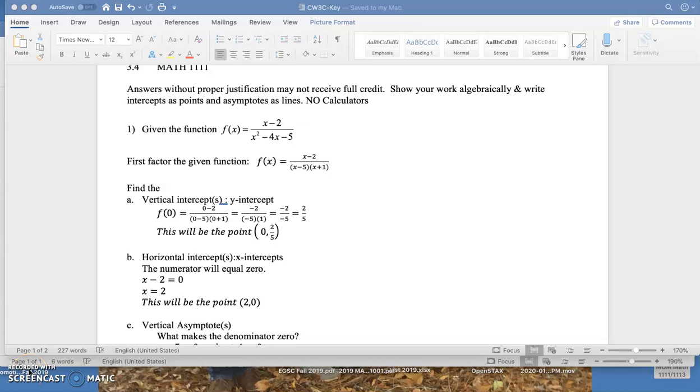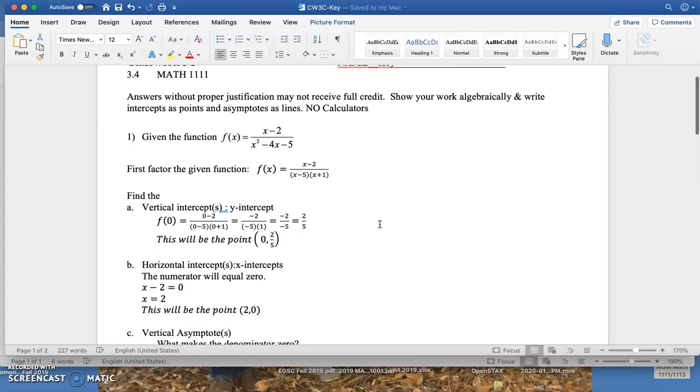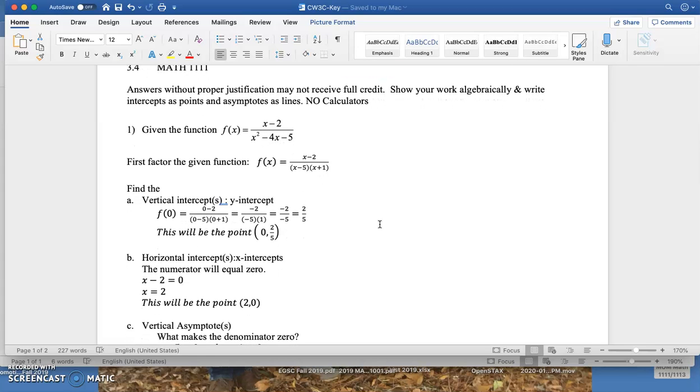Okay, we need to go over this last little bit from chapter 3. This sort of a review would be of your graphing the rational functions. You're given this function. The first thing that I always do is I want it in factored form.